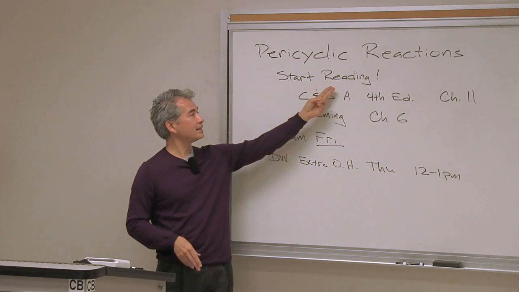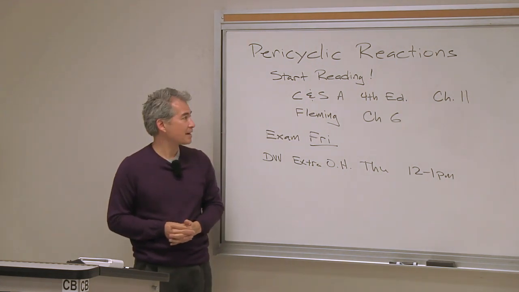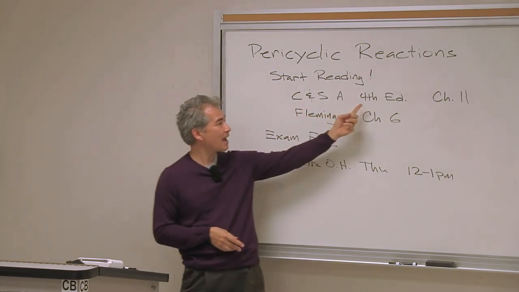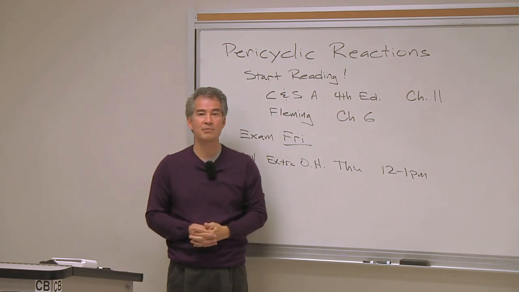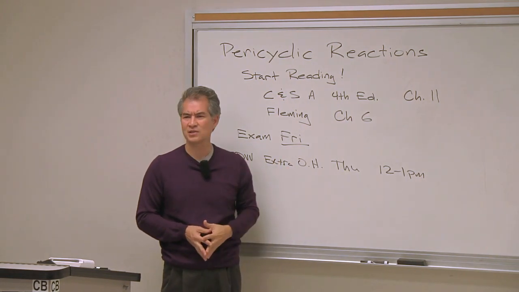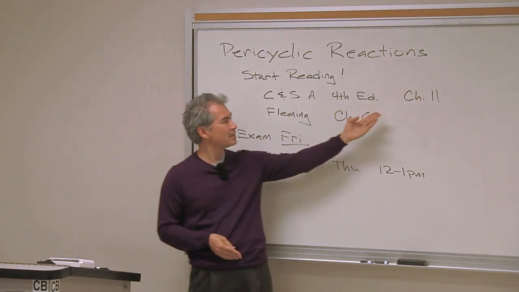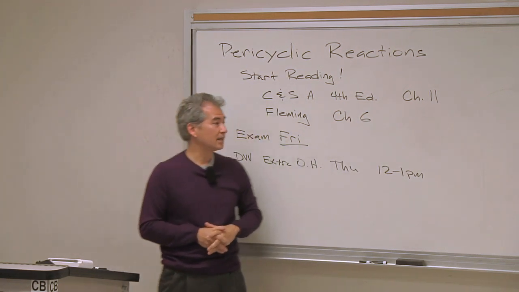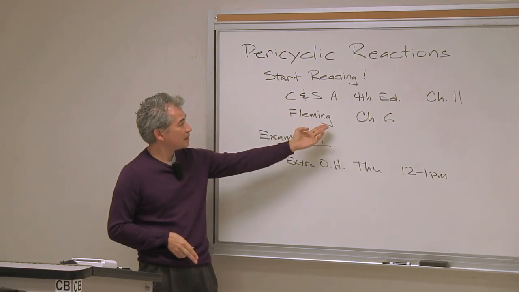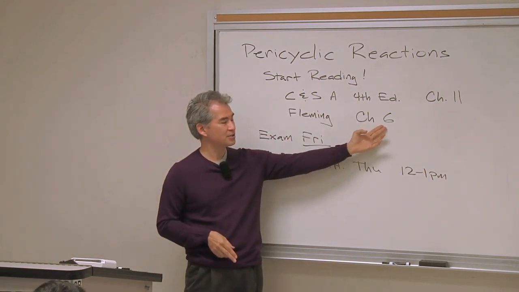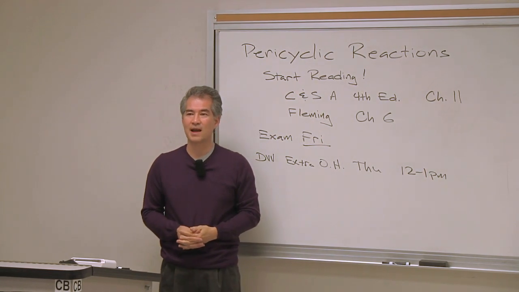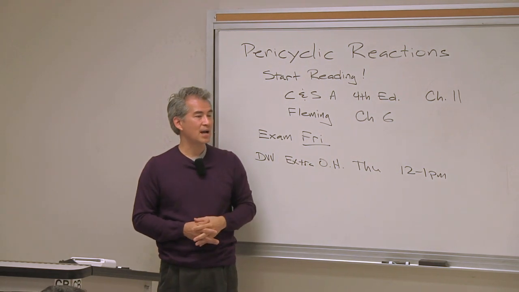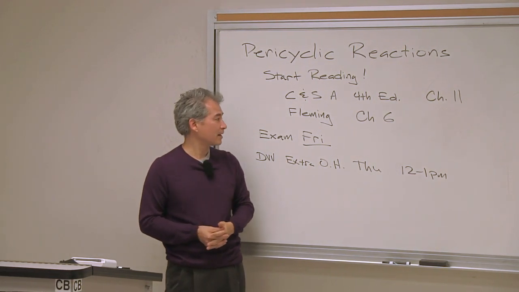So there's a lot of reading that you can do. This is a very popular set of reactions. In Carey and Sundberg Part A, there's an entire chapter on pericyclic processes. It depends on which edition of the book you're looking at. In the 4th edition, you can start reading in Chapter 11, and there's problems at the end of the chapter that you can work. In the Fleming Molecular Orbitals and Reactivity book, Chapter 6 is devoted to pericyclic reactions. You can read in those chapters, and it will support the lectures that we're going over.